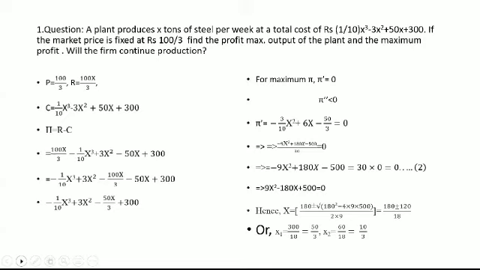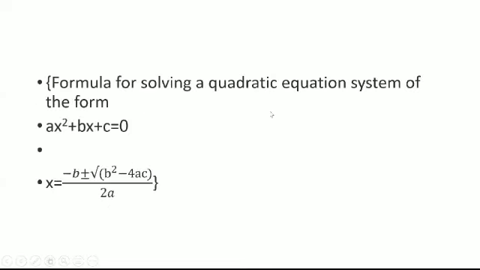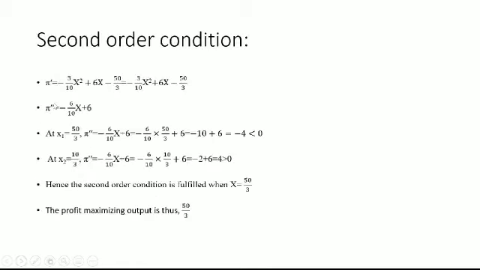Okay. So this is the formula for solving a quadratic equation of the form ax square plus bx plus c. X will be equal to minus b plus minus square root of b square minus 4ac, whole thing divided by twice a. This is the formula. Second order condition: pi prime is equal to minus 3 by 10 x square plus 6x minus 50 by 3.